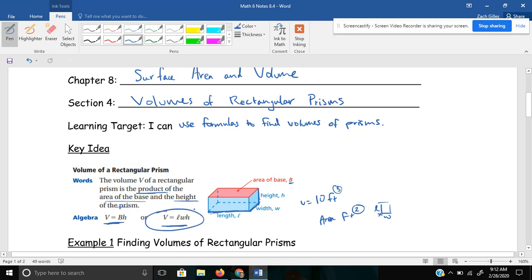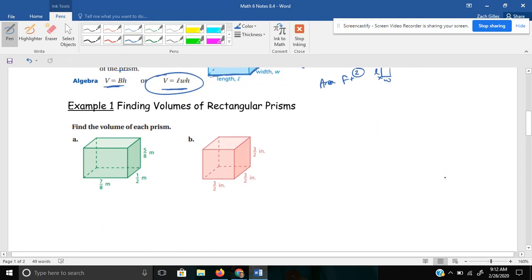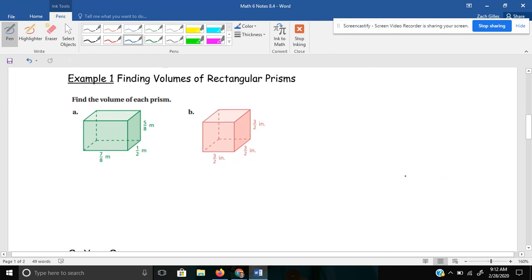So that's something we have got to remember. I like this one. That's the one I use. It works for my mind, but either one will get you the same answer: length times width times height to find the volume of a rectangular prism. All right, so let's try that. Let's put that to use.